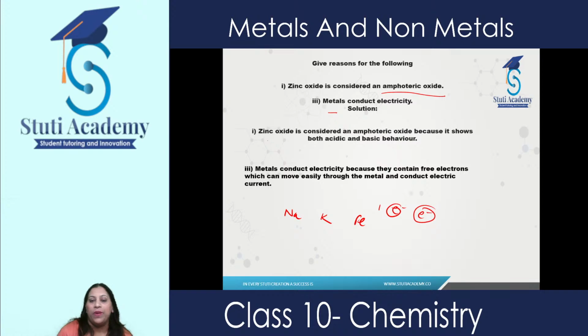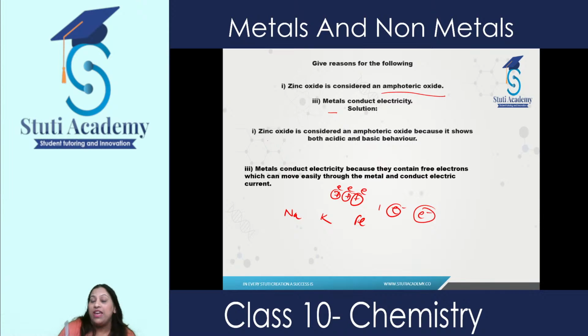So due to the presence of these free electrons, they can conduct electricity through them. And if you remember, one more point I cleared when I was explaining this electrical conductivity. They have positive charges also, and electrons are just freely movable.